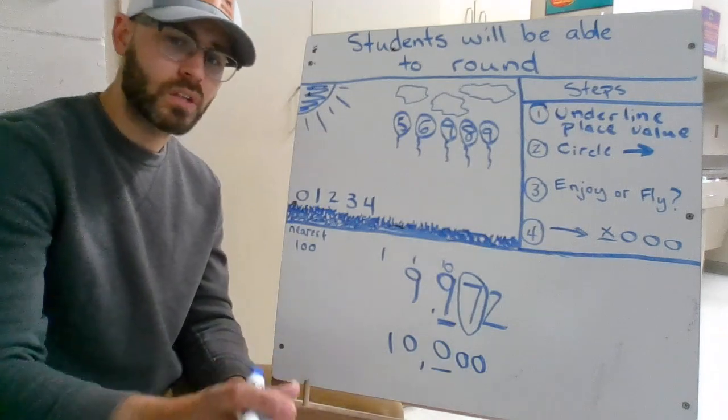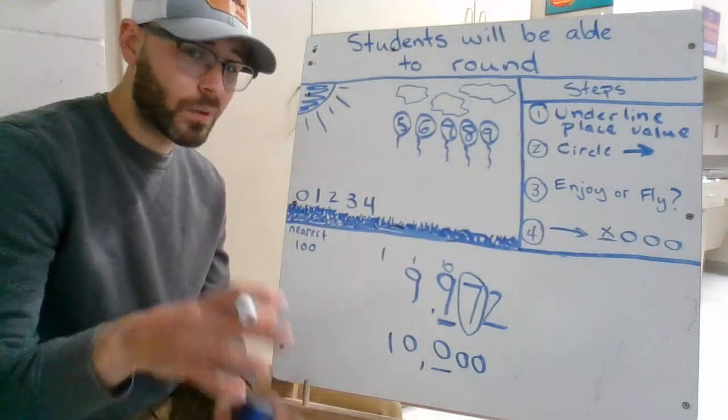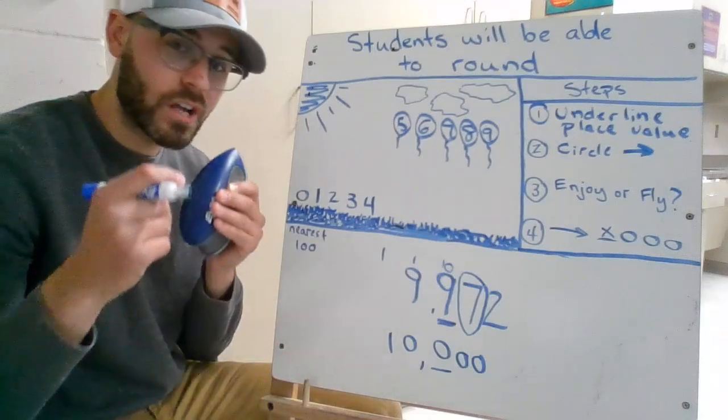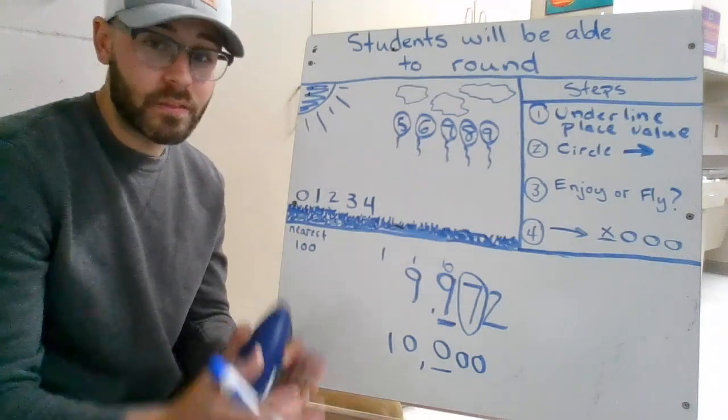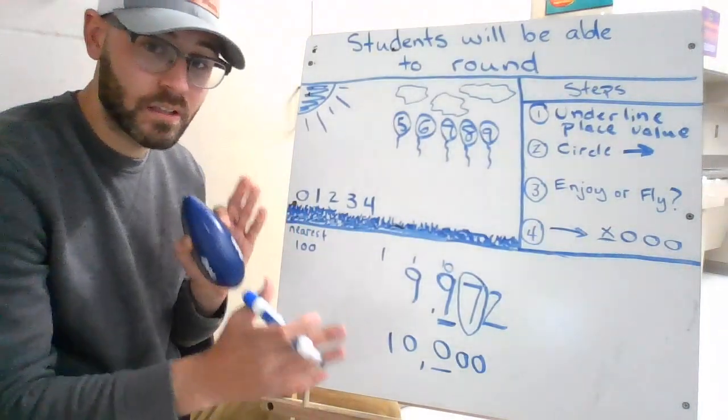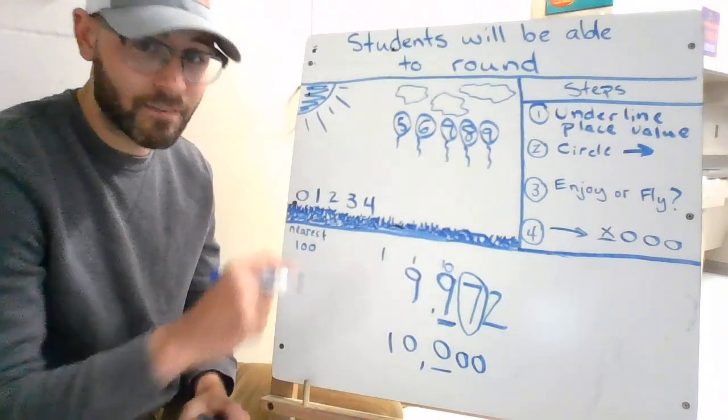The other thing with this too is pretty soon we're going to work on rounding decimals to the nearest 10th or the nearest 100th. And we're going to use the same exact process. So I hope you memorize this process. So by the time we get to the rounding decimals, you'll have this down for sure.